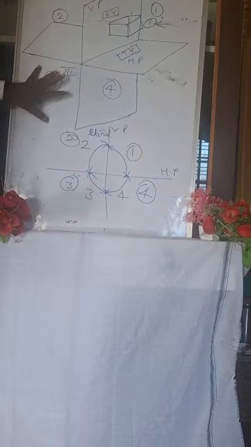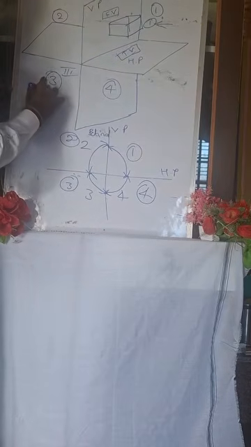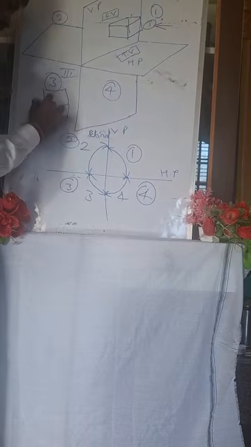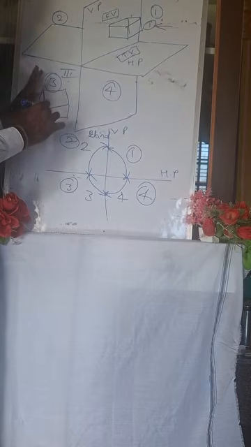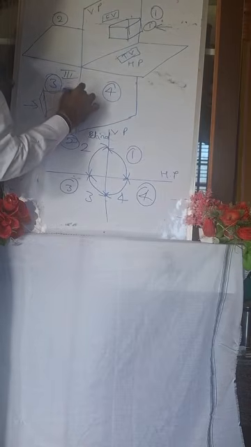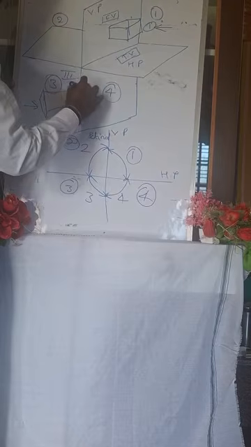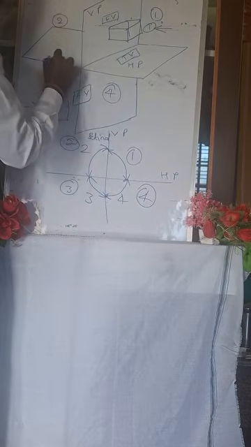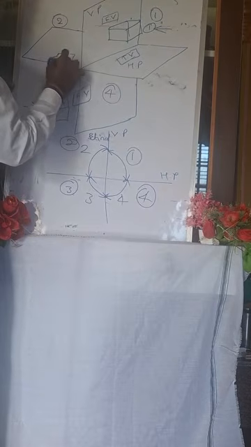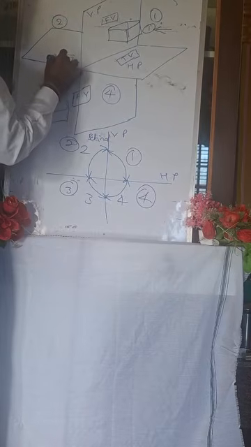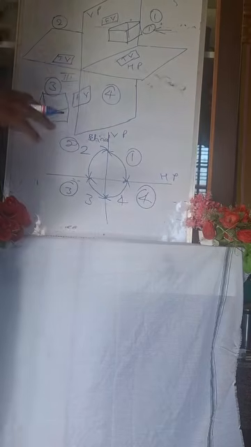Next, I will go to third angle projection. You keep the object here. When you observe, this vertical plane will be the front view and this horizontal plane will be the top view. This is the coordinate system.